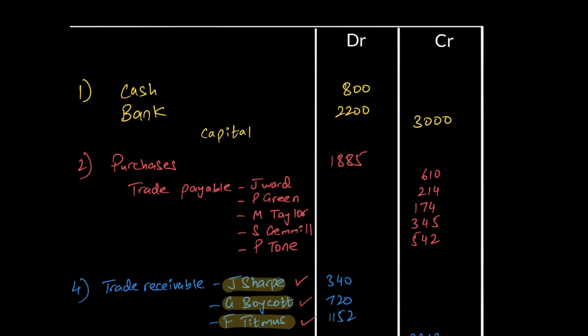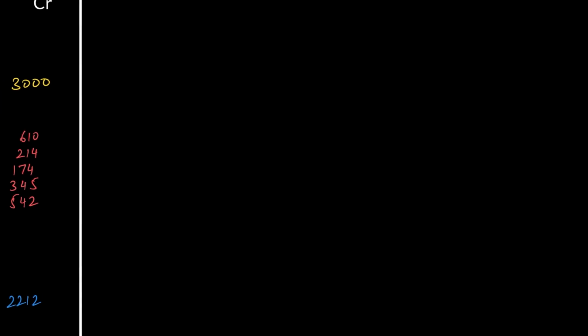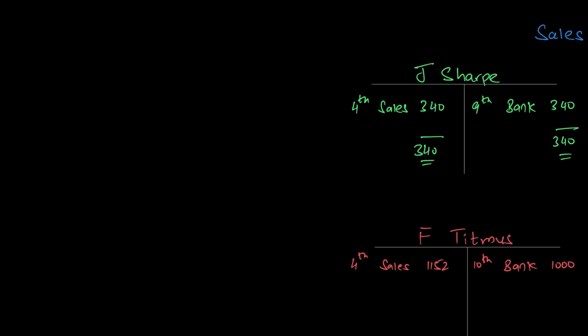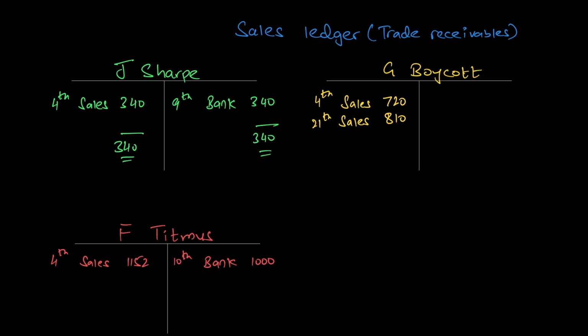Okay, now let's go back to the ledger. I've entered it for you. Yeah, so I've written this over here. We saw G Boycott's account was debited twice, on the 4th sales 720 and on the 21st sales 810. Whereas F Titmus had one sales 1152 on the 4th and a bank entry which was being credited in his account. Alright, so we've entered that.